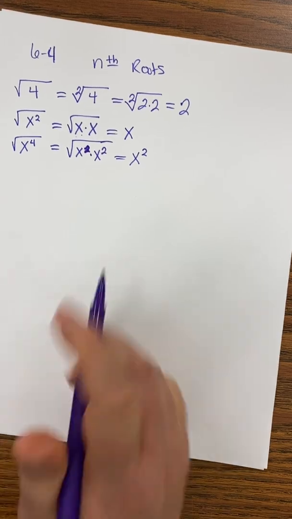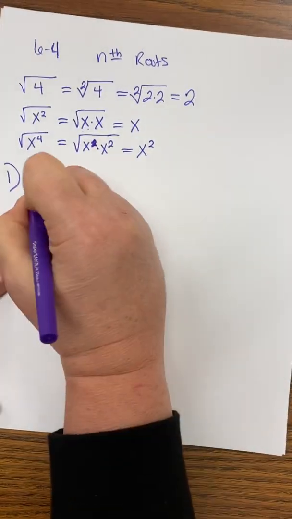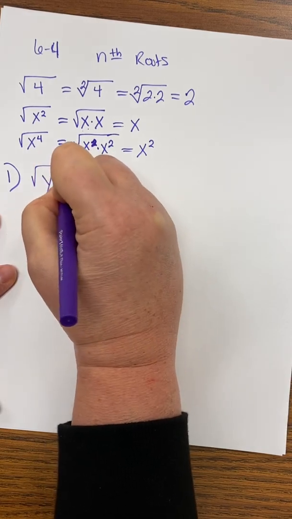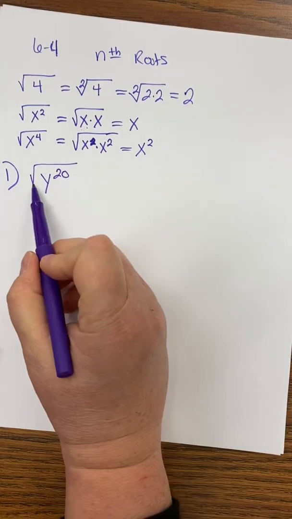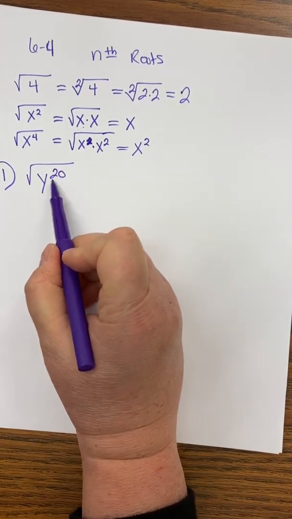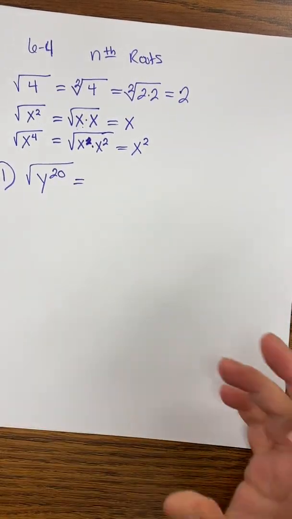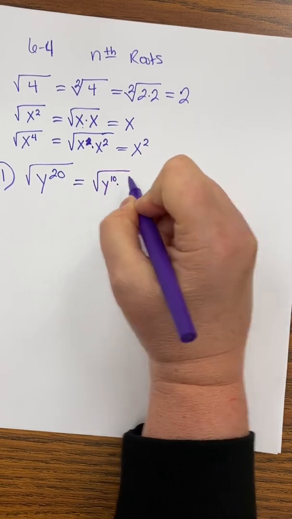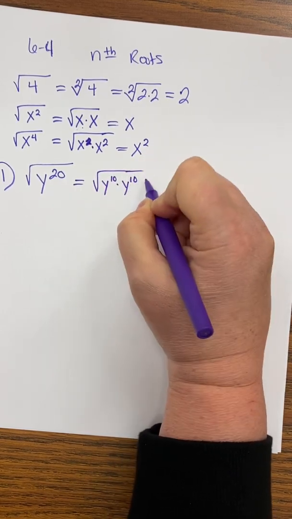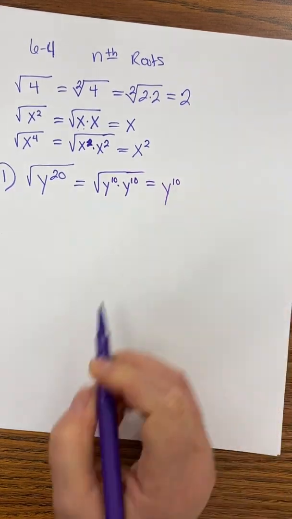So now let's try a problem. This is like number 1 that you'll have. Now this is going to get bigger, but think of it the same way. We're doing square root right now. We haven't moved into any other root. If I need the square root of y to the 20th, think about how you could make that into 2 equal parts. Well, you could do y to the 10th, y to the 10th. So then the square root of that is y to the 10th.